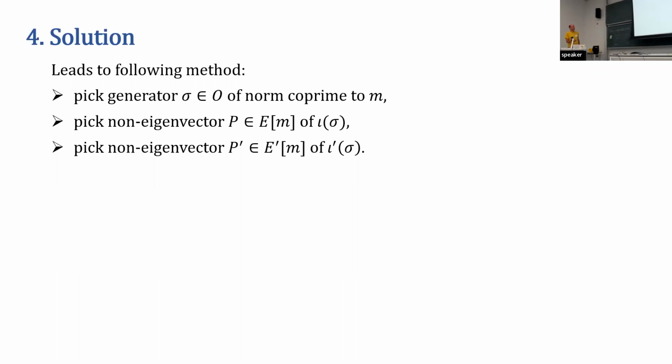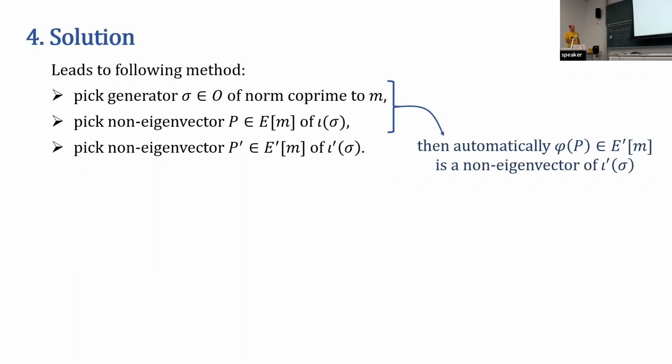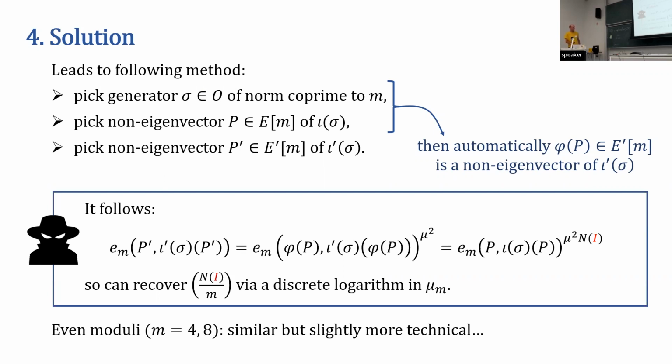Now these two here, this is the reason for this norm coprime to M thing, ensures that phi of P, so even though we don't know phi, you know that phi of P will be a non-eigenvector of iota prime of sigma. This is where we use that the norm is coprime to M. And so now we are in the setting of the previous slide, right? We have a non-eigenvector P prime, we have a non-eigenvector phi of P, so we know that these corresponding pairing values are related up to the square in the exponent. So this is this expression.